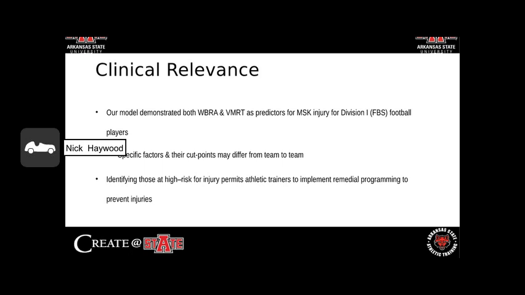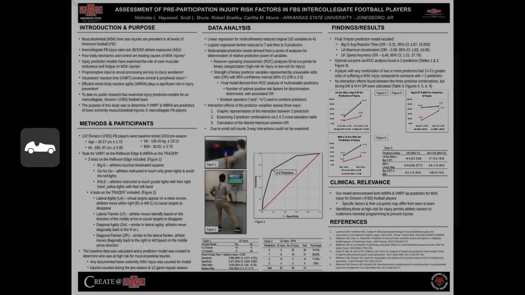The clinical relevance of our results demonstrated both whole body reactive agility and visuomotor reaction time are predictors for musculoskeletal injury for Division I football players. We acknowledge the specific factors and their cut points may differ from team to team. This method of data analysis identifies those who are at high risk for injury and allows athletic trainers to implement a remedial program to prevent future injuries.